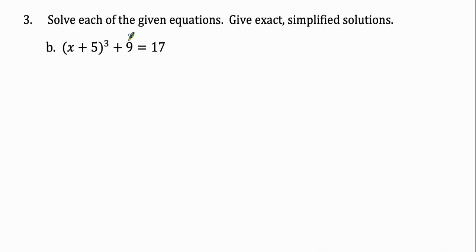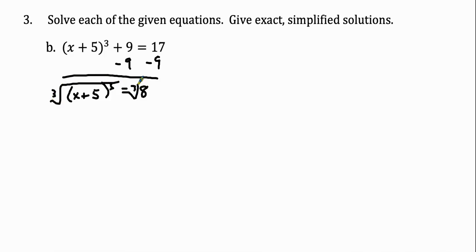On the next one, similar idea, I need to isolate whatever is being raised to the power. So I will start by subtracting 9 over. So we'll get x plus 5 to the third power equals 8. And now to undo a cube, we will cube root both sides. So the cube and cube root cancel out over here. We just get x plus 5. And on the right side, we would have the cube root of 8. Now that is a perfect value. The cube root of 8 is just equal to 2.